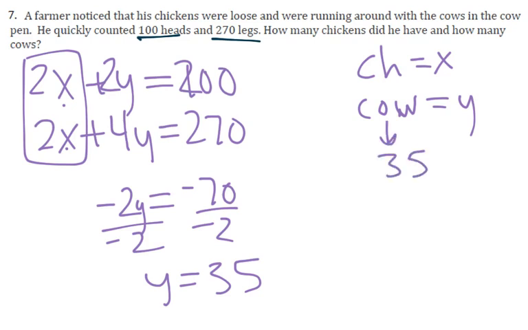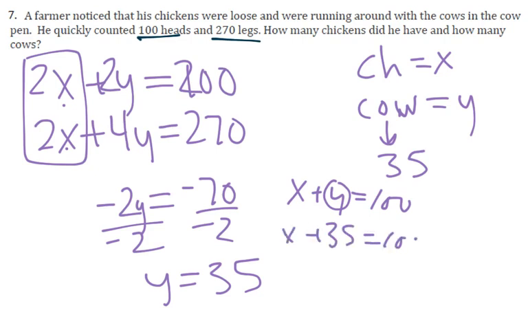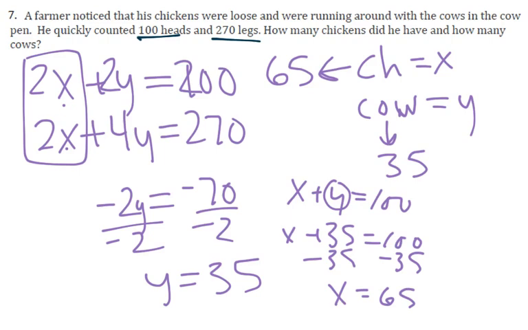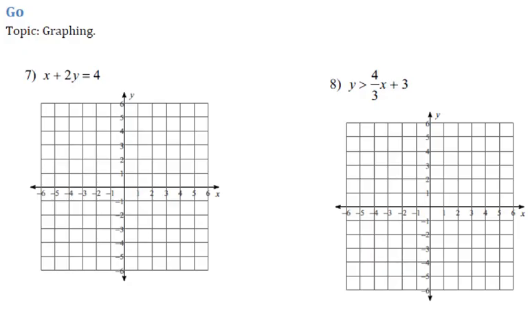There are 35 cows. Now, if I know how many cows there are, we look back at this x plus y equals 100. Well, if I know that that's 35, we just have to subtract it from 100, right? To get chickens are 65. And that's how we'd use that new process for them.